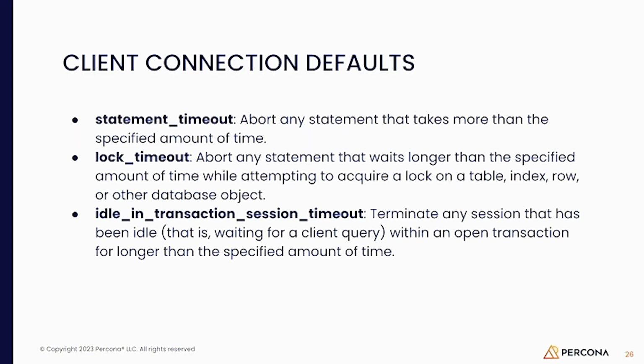The next section is the client connections. Here we have 3 main parameters: the statement timeout, the lock timeout, and the idle in transaction timeout. The statement timeout is obviously how long a query can be executing. So we set a threshold, and if the query runs for longer than that, that query will be aborted.